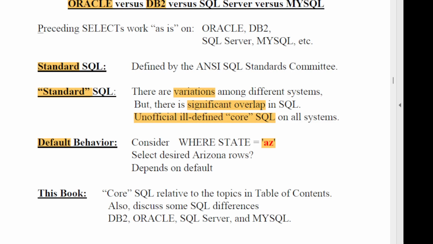So, this book will take a look at core vanilla SQL relative to the topics which are listed in the table of contents, which is, again, core SQL. We will comment on SQL differences relative to the 4 database systems I have mentioned here.